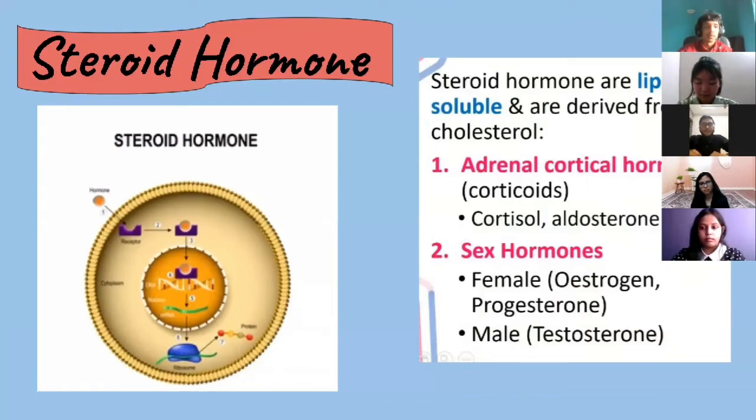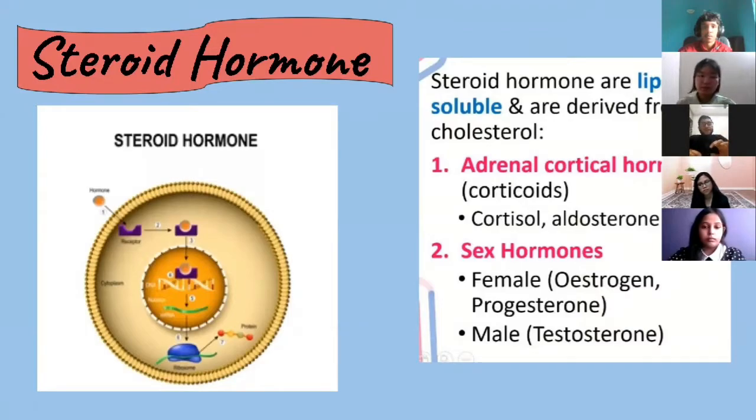Steroid hormones are produced by the adrenal glands and gonads. The adrenal glands consist of an outer cortex layer and an inner medulla layer. Adrenal steroid hormones are produced in the outer cortex layer. The gonads are the testes in males and the ovaries in females.